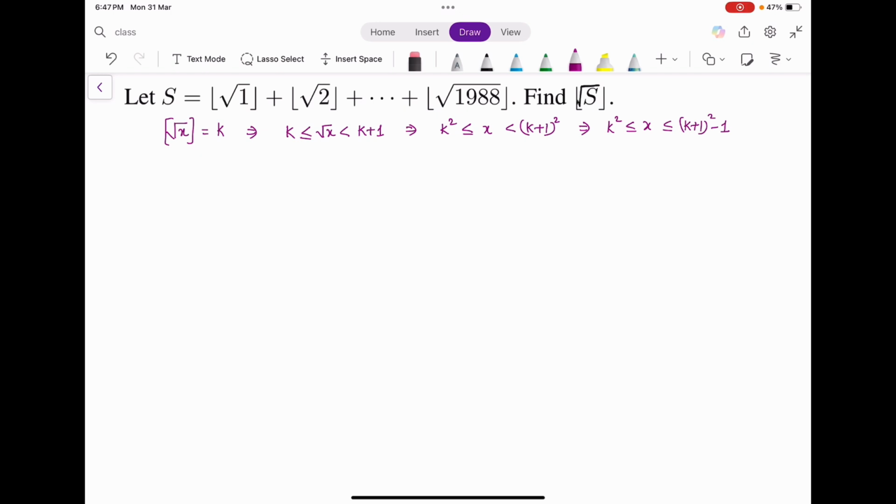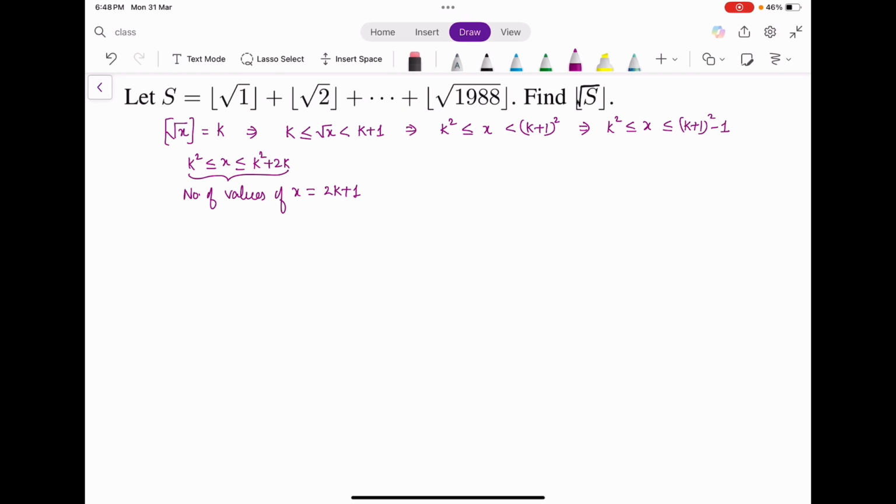So this is now k square to k square plus 2k plus 1 minus 1, so the 1 gets cancelled with minus 1. Here this will be satisfied for how many values of x? I mean, how many numbers do we have here? Since k was an integer, k square will be an integer and k square plus 2k will also be an integer. So this will be satisfied for that many values of x, that is k square plus 2k minus k square, which is 2k, plus 1. So these many numbers are involved here.